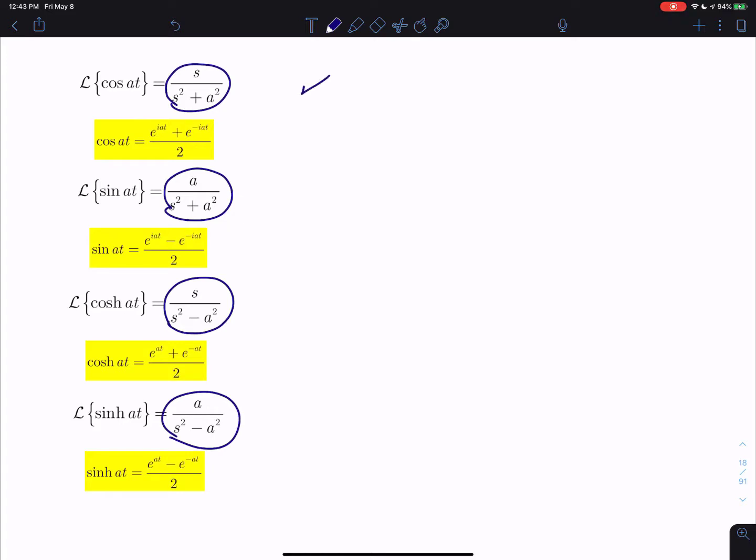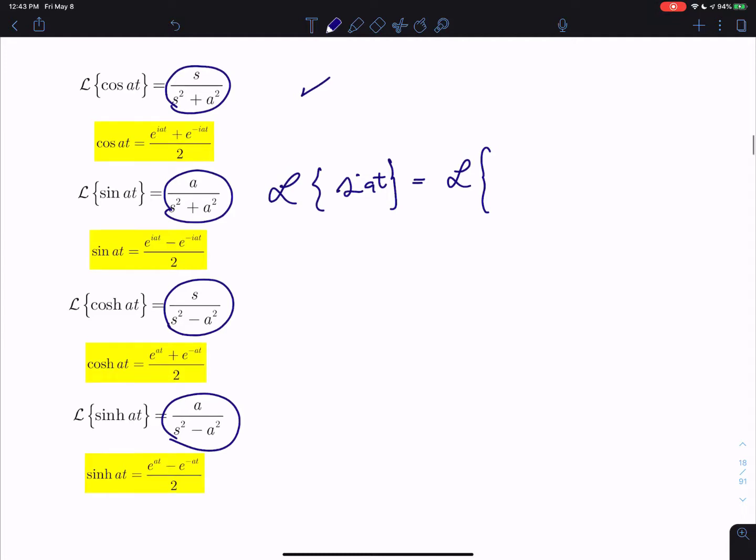So I've done this for the cosine for you on the previous page, and you should do the same thing for the sine, cosh, and sinh. All you have to do is find the Laplace transform of sine of at, and then rewrite sine of at as its exponential counterpart using the inverse Euler identity, and write it as e to the iat minus e to the minus iat, divided by 2. So you could go ahead and do the separation and use the linearity of the Laplace transform to do it as simply as I did it for the cosine on the previous page.